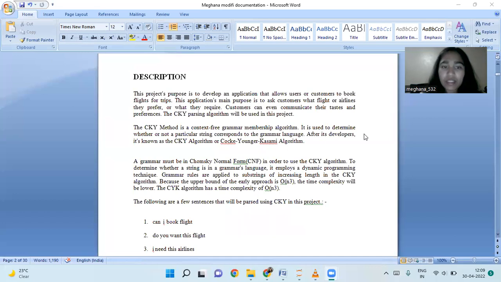The CKY method is a context-free membership algorithm. It is named after its developers, Cocke, Younger, and Kasami, the three computer scientists who worked on this special parsing technique on a CNF grammar. So what is CNF grammar? A grammar must be in Chomsky normal form, CNF, in order to use the CKY algorithm.